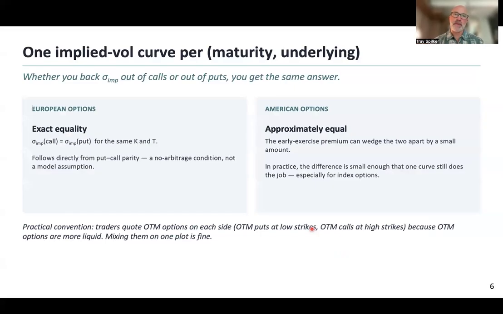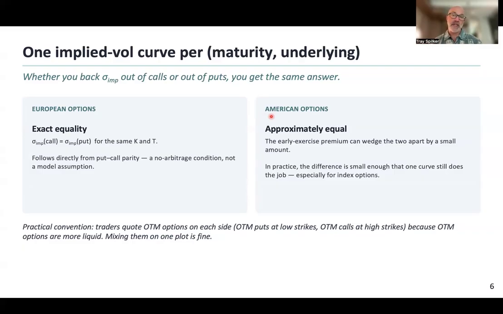So the takeaway on that prior slide was at a given strike and maturity, the implied volatility of the call must equal the implied volatility of the put. Now, for European options, this is going to be exact, okay? For American options, it's approximately true because we have that early exercise premium that can create some small differences, but in practice, they're relatively negligible for index options and for most individual equity options.